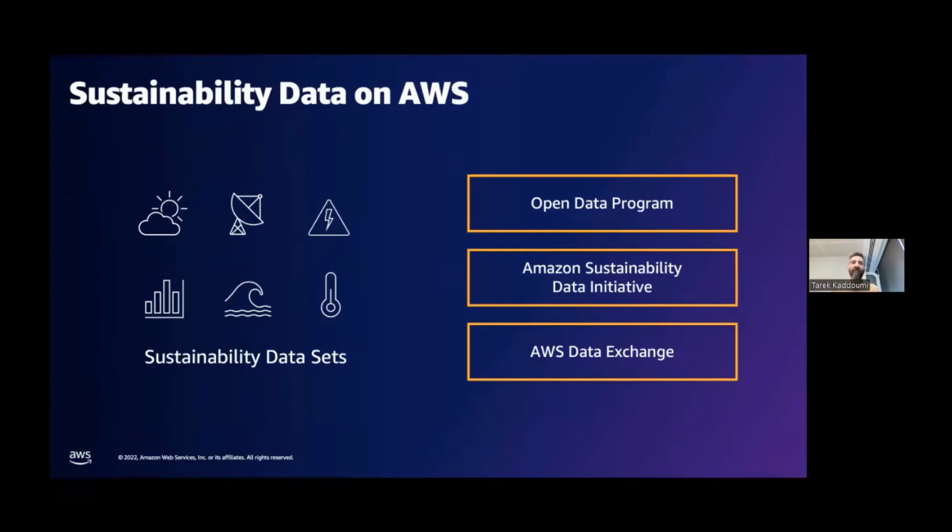The third program, which is the Data Exchange, helps you consume an AWS managed service for exchanging data: first of all finding the data, subscribing to the data, and using the data in the cloud. With this, you will be able to achieve sustainability and have your data sent, or receive data from the Open Data Program or from the sustainability data initiatives and all of these.